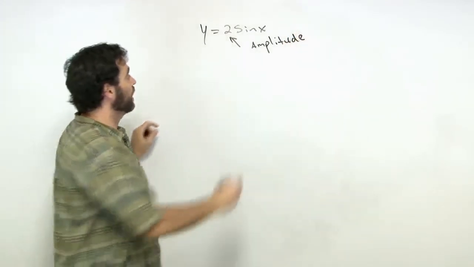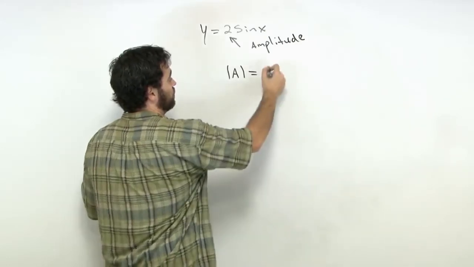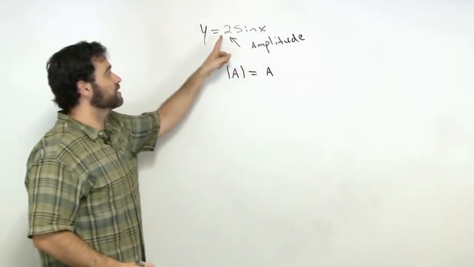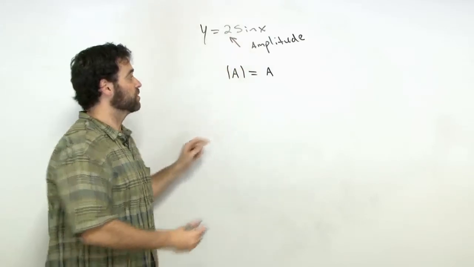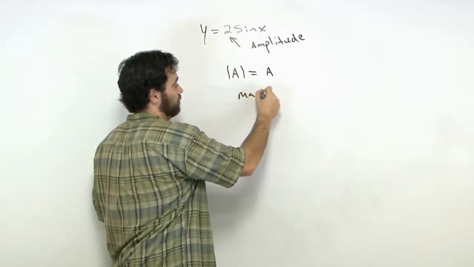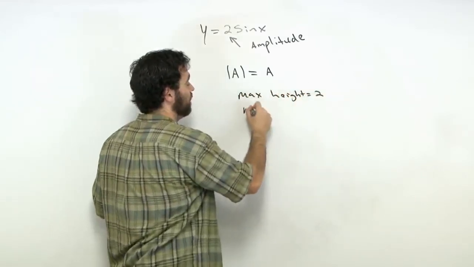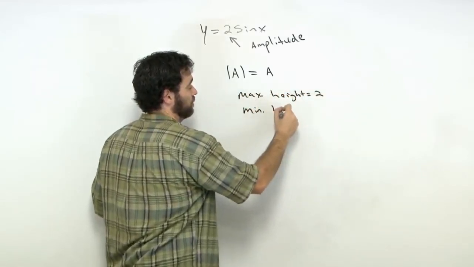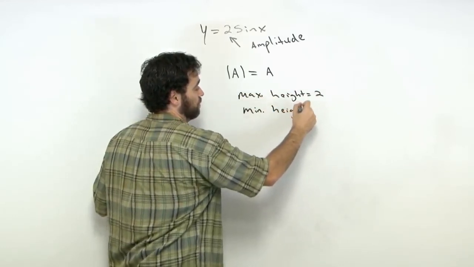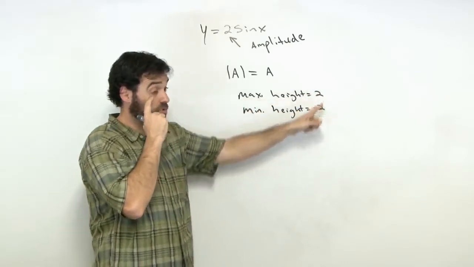So amplitude is the absolute value of A. It's always going to be positive because it's a maximum and minimum. So in this case, max height is 2, min height is -2. So it's going to be 2. On the y-axis, it's going between 2 and -2.